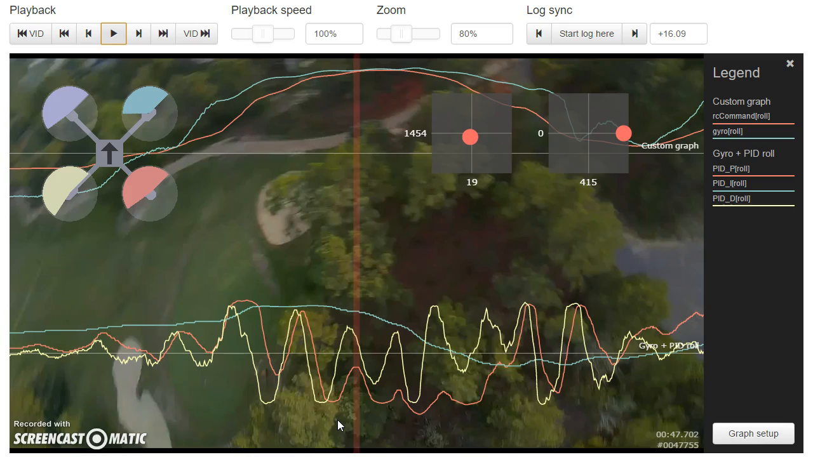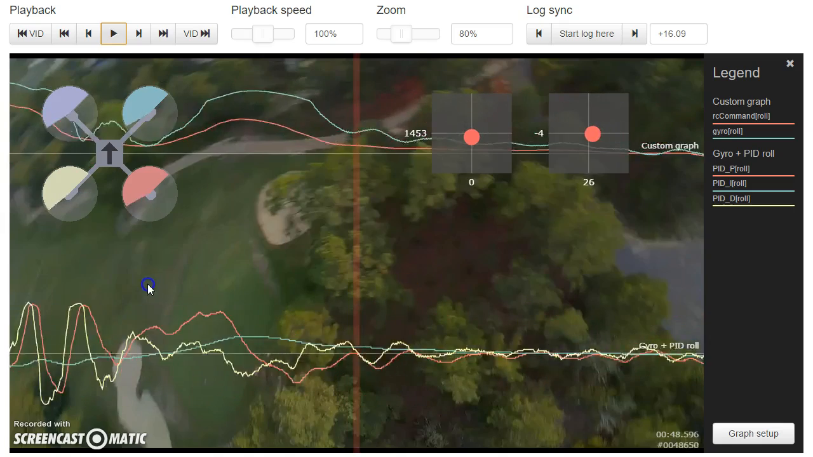That's not ideal. So it suggests to me that your roll P term is too high, and I would suggest lowering it.